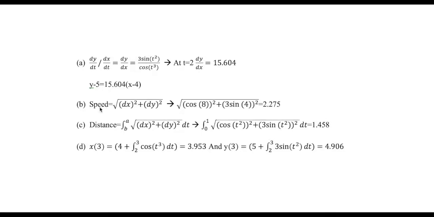Alright, moving on. The second part asks, find the speed at time equals 2. You get 1 point for the answer, but if you mess up, you get nothing. The speed formula is the square root of dx squared plus dy squared. You plug it in your calculator, so you get cosine 8 squared plus 3 sine 4 squared, and that gets you 2.275. So that's part B.